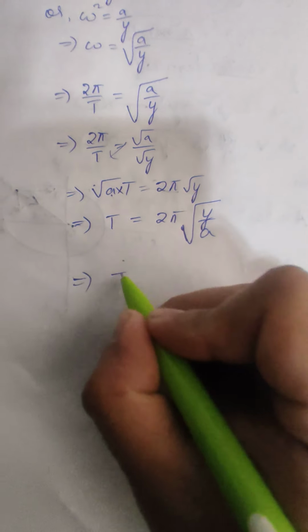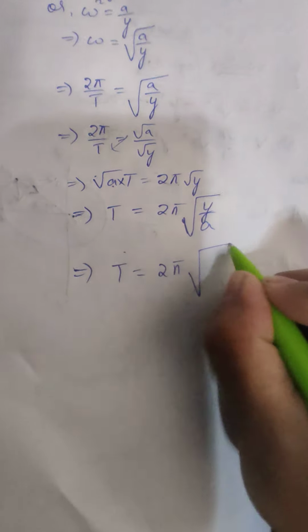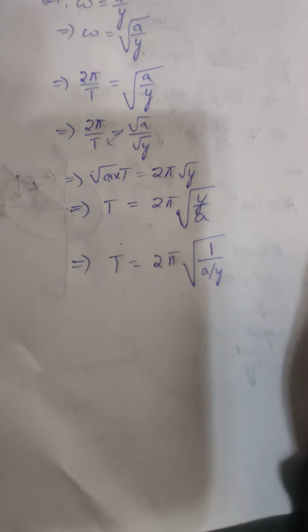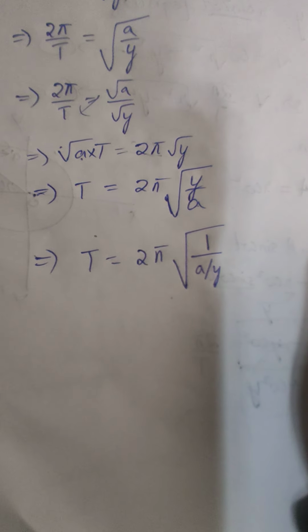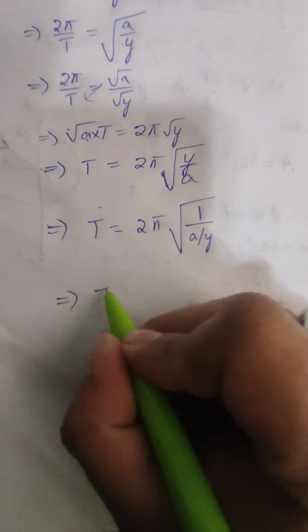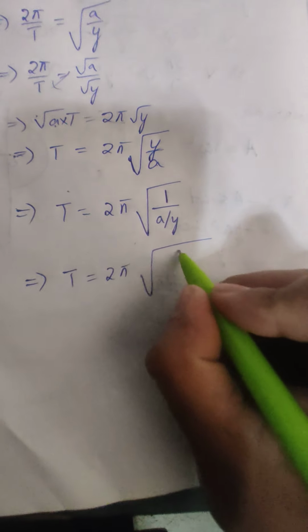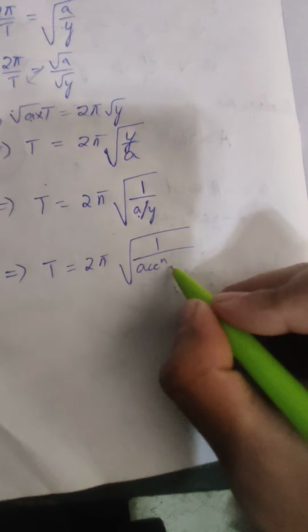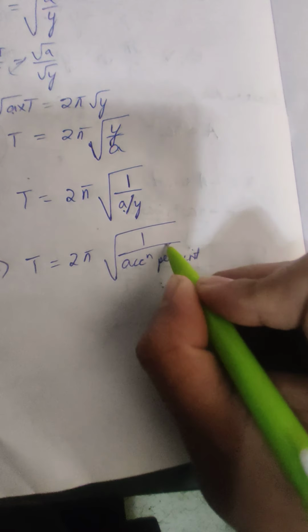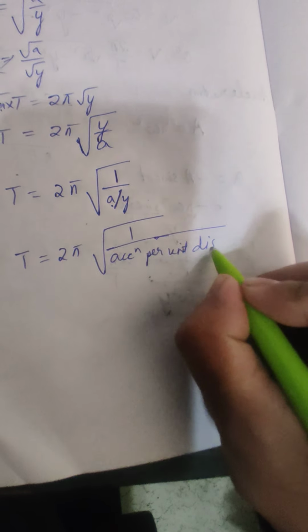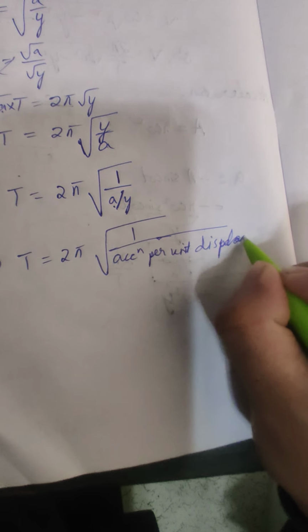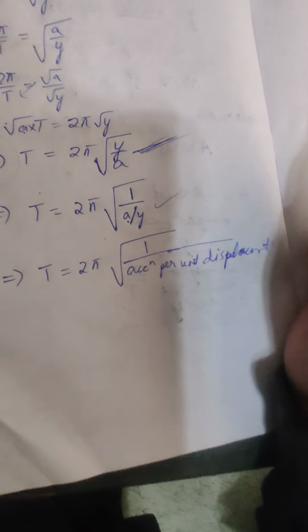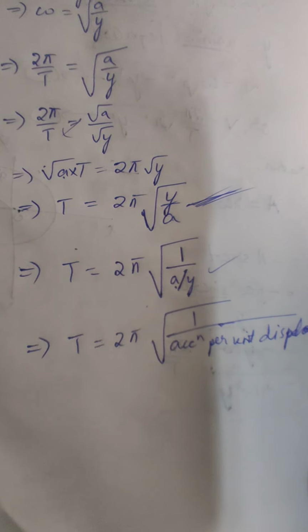Or we can still write it as root y by a. If I want a on top, then I have to write it like 1 by a by y, right? It is still the same. So if we are going to define it in words, then T is equal to 2 pi root 1 by, what is a? Acceleration, right? Per unit displacement. So this is not that important. If you know either this part or this part only, it is also enough to solve numerical questions.